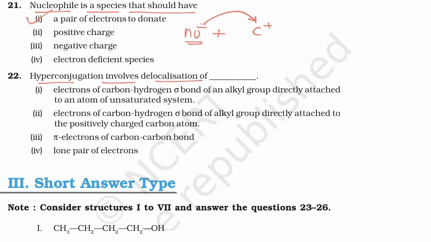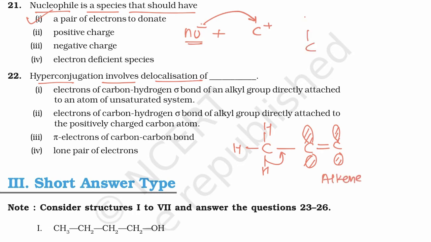Hyperconjugation involves delocalization of electrons. During hyperconjugation, carbon hydrogen sigma bond electrons are shifted to an unhybridized or vacant p orbital. So hyperconjugation is possible in alkenes, and carbocations also have an unhybridized or vacant p orbital, so they also show the phenomenon of hyperconjugation, in which carbon hydrogen electrons are shifted towards the vacant p orbital.